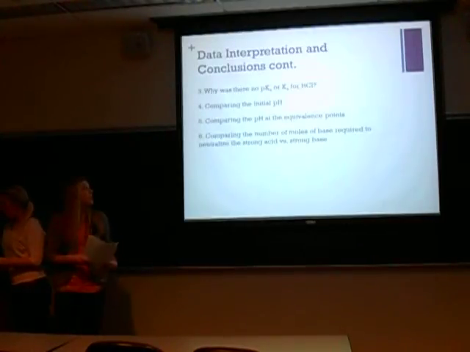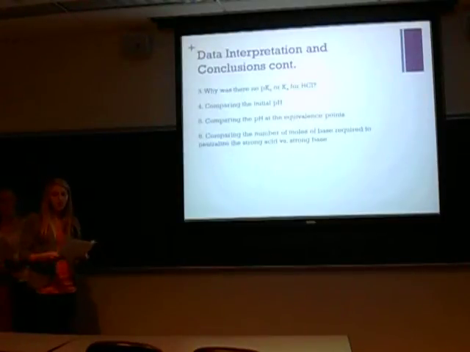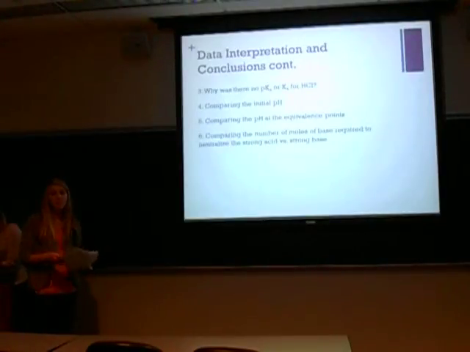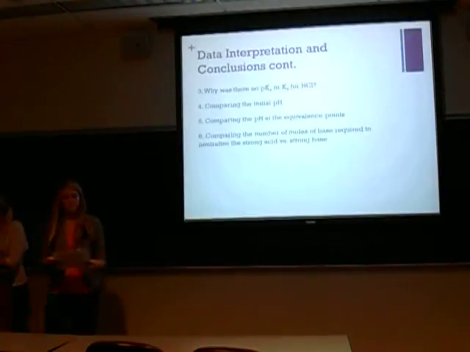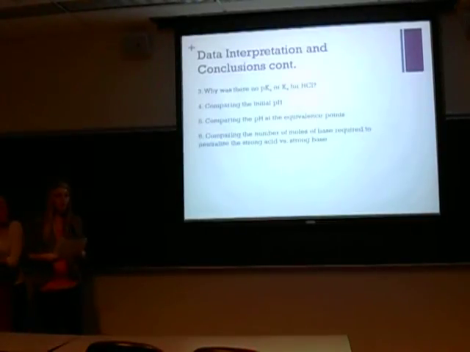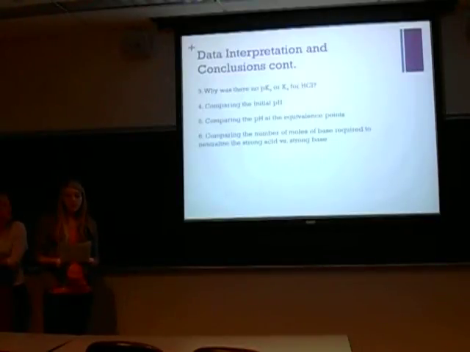So why were there no pKa or Ka for hydrochloric acid? The pKa and Ka for hydrochloric acid were not determined because it is a strong acid. Strong acids do not have a dissociation constant because they completely dissociate in the solution. The initial pH of the strong acid, which was hydrochloric acid, was 1.62. On the other hand, the initial pH of our weak acid, acetic acid, was 3. So they are different.